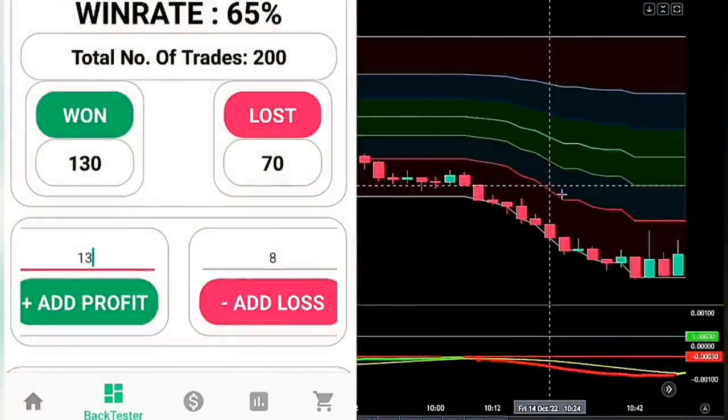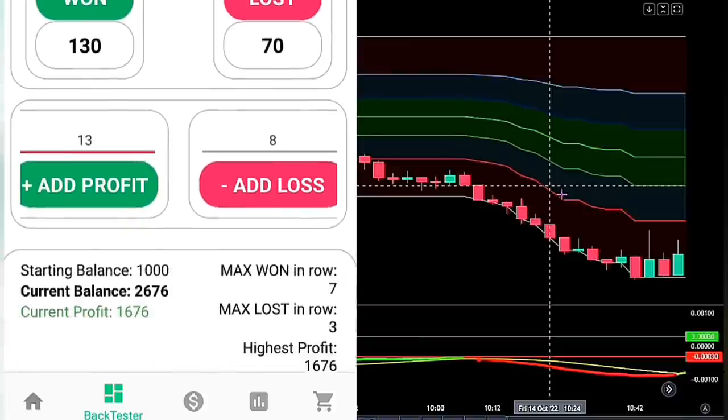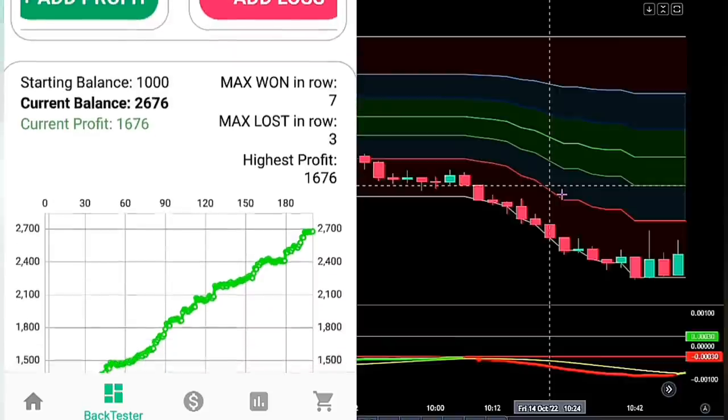Okay guys, so we just finished the backtesting for this strategy, and we can see the results are amazing. We see we had a win rate of 65%. This strategy has no fixed RR ratio as its profit levels were mostly trailed. Having won 130 trades and lost 70 trades, which made us 167% return on investment.